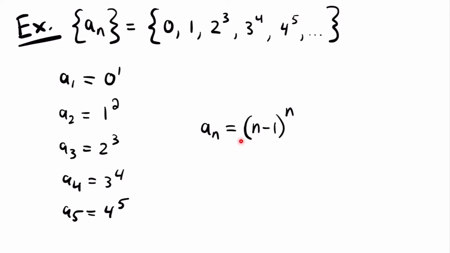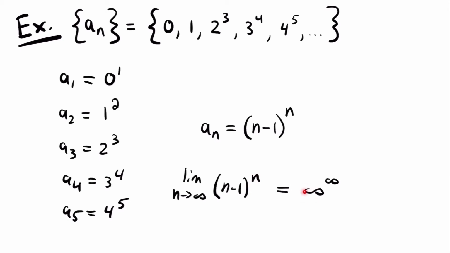And so now we can use this expression to determine the convergence of the sequence by taking the limit of a sub n as n approaches infinity. If we do that, we'll have the limit as n approaches infinity of n minus 1 to the power of n. Now if we look at this expression as n approaches infinity, we have n minus 1, and so if this n is increasing towards infinity, then it will become infinity, and we're just subtracting 1, and so that would still be infinity, but then it's raised to a power of n, and if n is approaching infinity, then that exponent will also approach infinity.